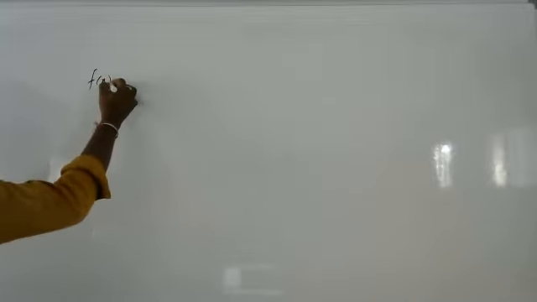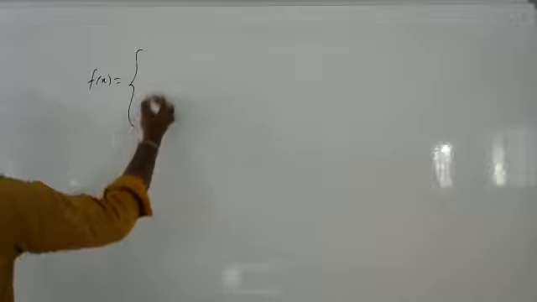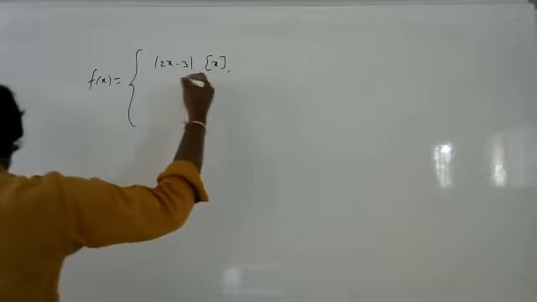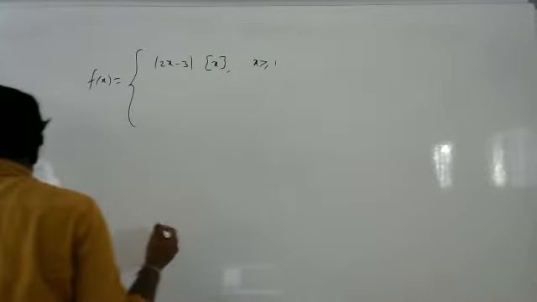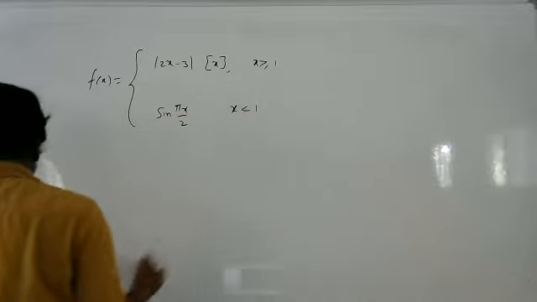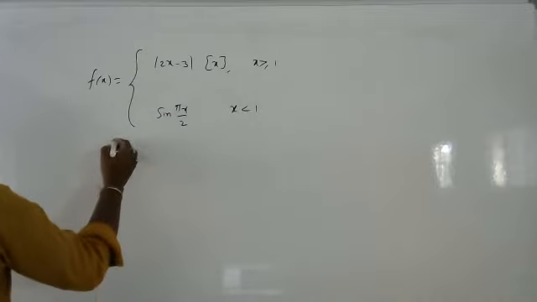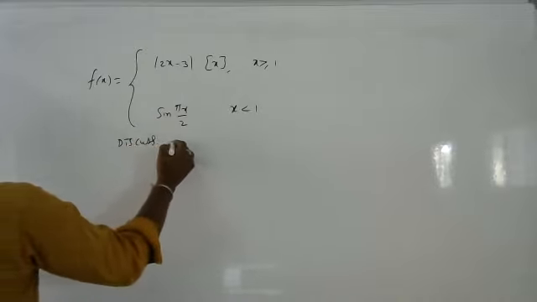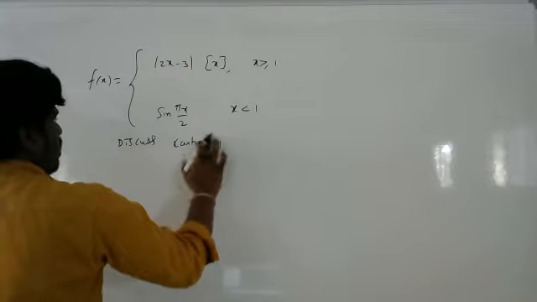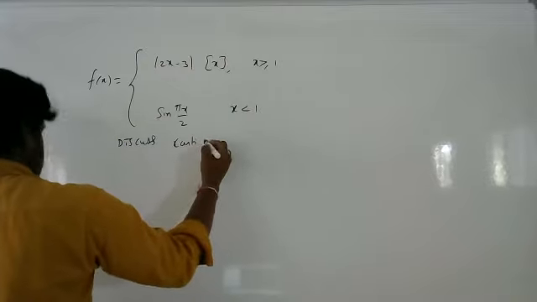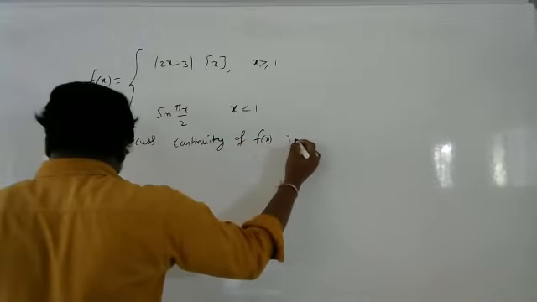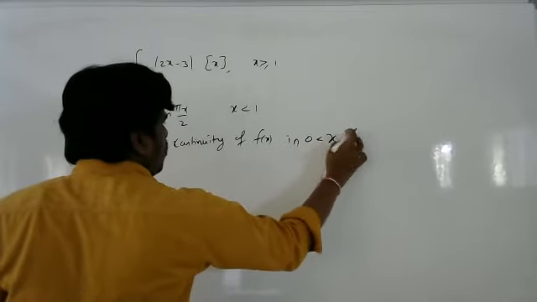f of x is equal to modulus of 2x minus 3 into greatest integer x when x is greater than or equal to 1, sin pi x by 2 when x is less than 1. Discuss continuity of f of x for x in between 0 to 2.